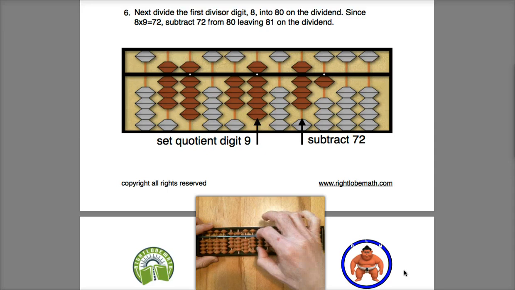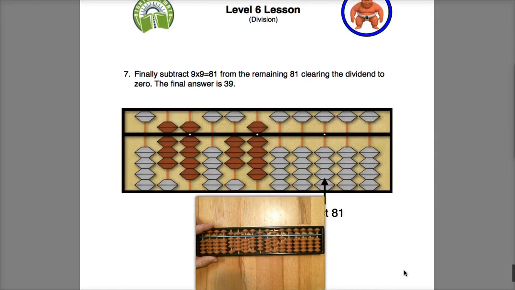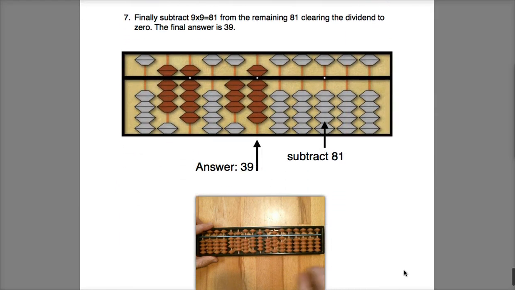Okay, so I'll take a guess of 9. Since 8 times 9 is 72, I'll subtract the 72, and that leaves me with 81 on the Soroban. And then finally, I will multiply the second divisor digit times the quotient of 9. So 9 times 9 is 81. That clears my dividend, and I have a final answer of 39.